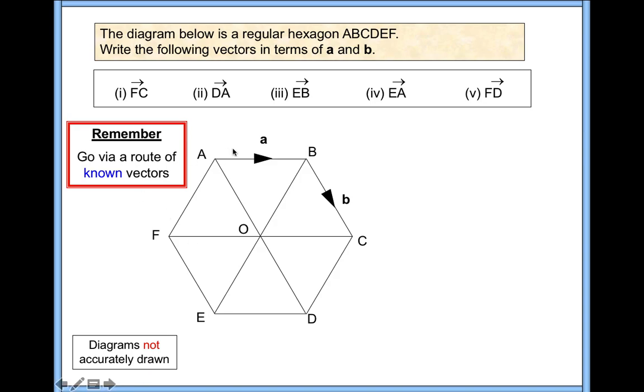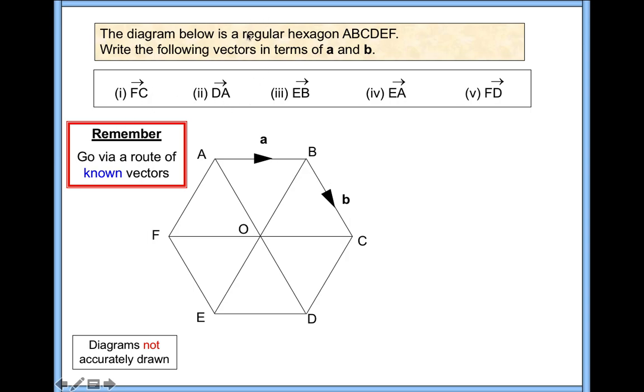Now, students, here I have given the next example. We dealt with a hexagon previously, but it was not a regular hexagon. Okay, the last slide I showed you was about a hexagon, but that was not a regular hexagon. Now we will see regular hexagons. Okay, the diagram below is a regular hexagon ABCDEF. Write the following vectors in terms of A and B.